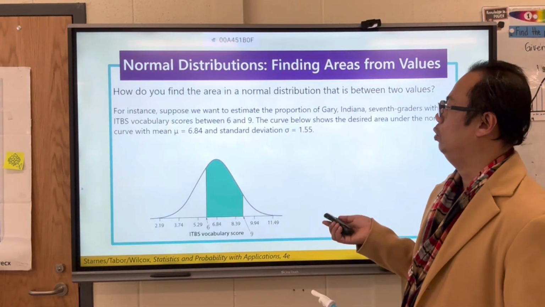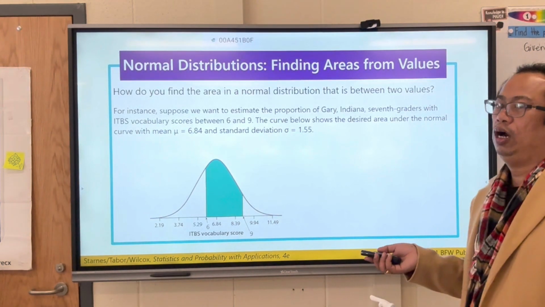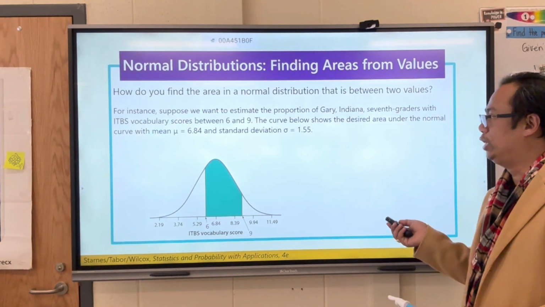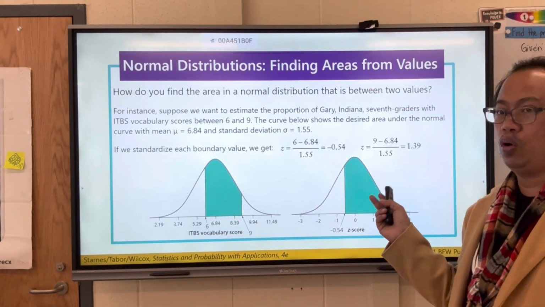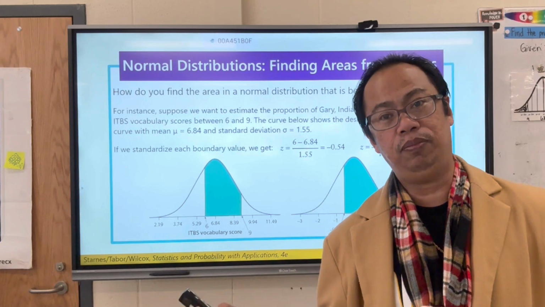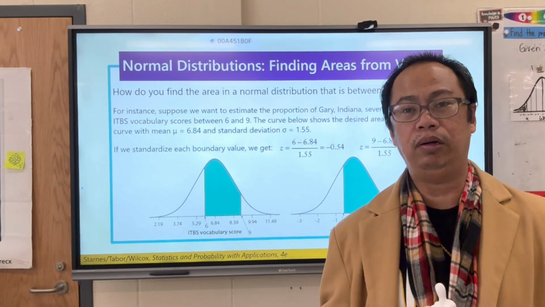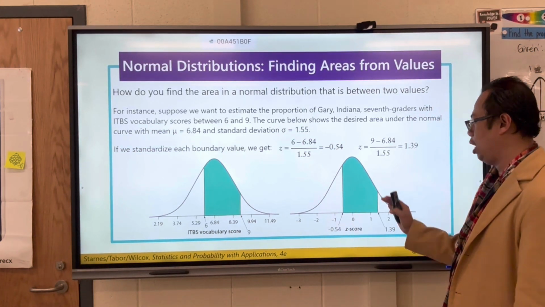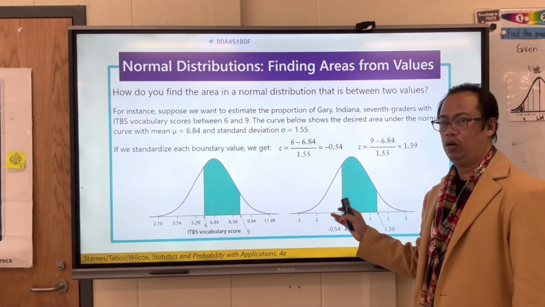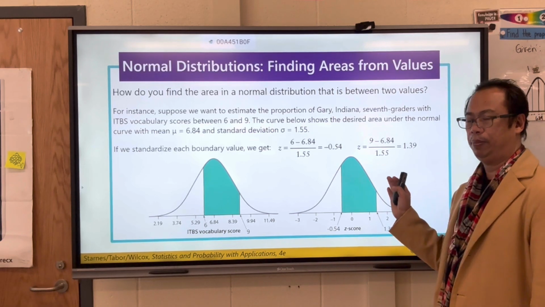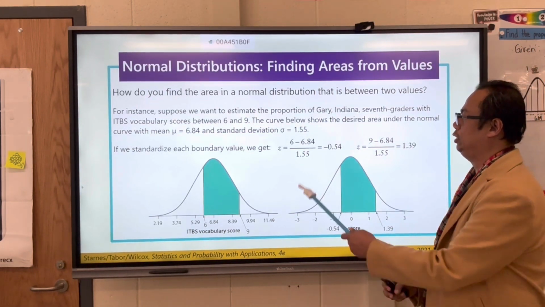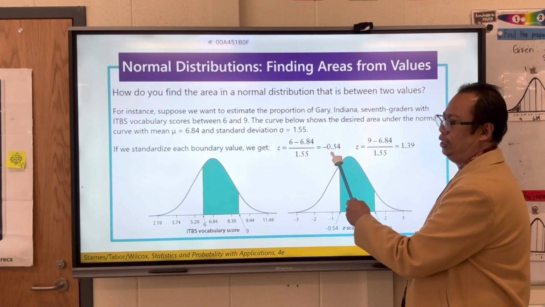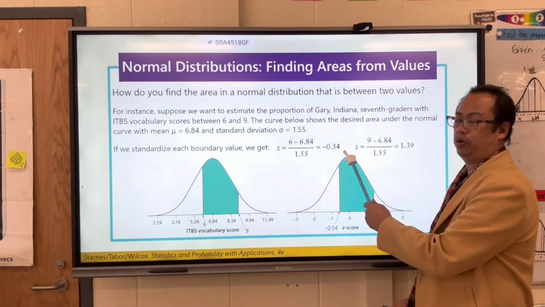So now, of course, we're going to calculate the z-scores. We calculate two z-scores because we have the left and the right, meaning the lower boundary and the upper boundary. This is the lower, this is the upper. The left side will be the lower and the right side will be the upper. So we calculate 6 minus 6.84 divided by 1.55, and the final answer is negative 0.54.